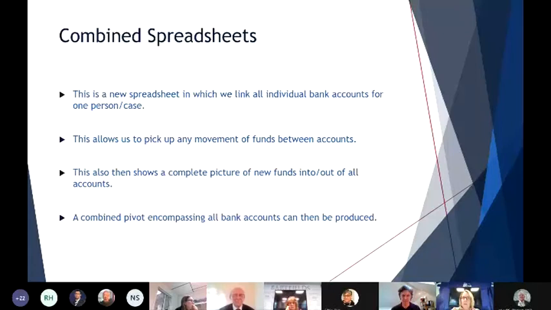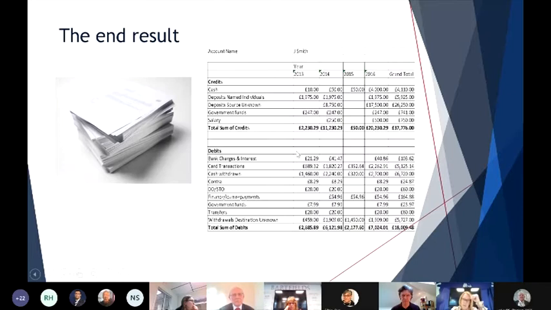If they've, say, written a cheque and paid it in the other, or they've somehow tried to disguise the transfer by putting the combined spreadsheet together, we can spot that more easily. Funds going across. And basically, what we ultimately achieve is the end result of a combined pivot for as many accounts as you've got for the full period.